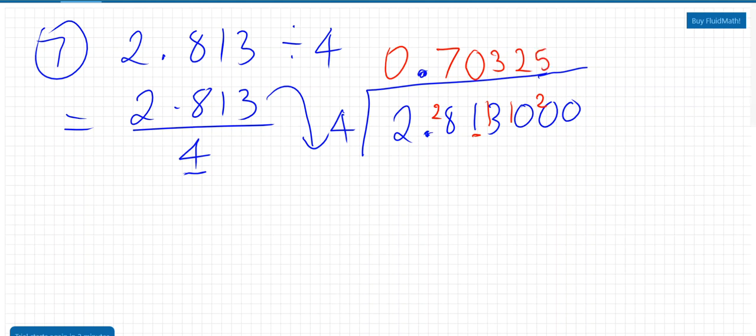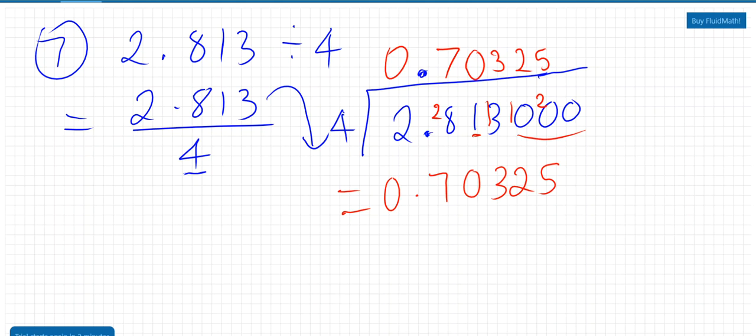4, 8, 12, 16, 20. And it stopped. So my decimal, this value here, terminates. So state your final answer. I have 0.70325. And that's it. I added these extra zeros to help me work out my calculations.